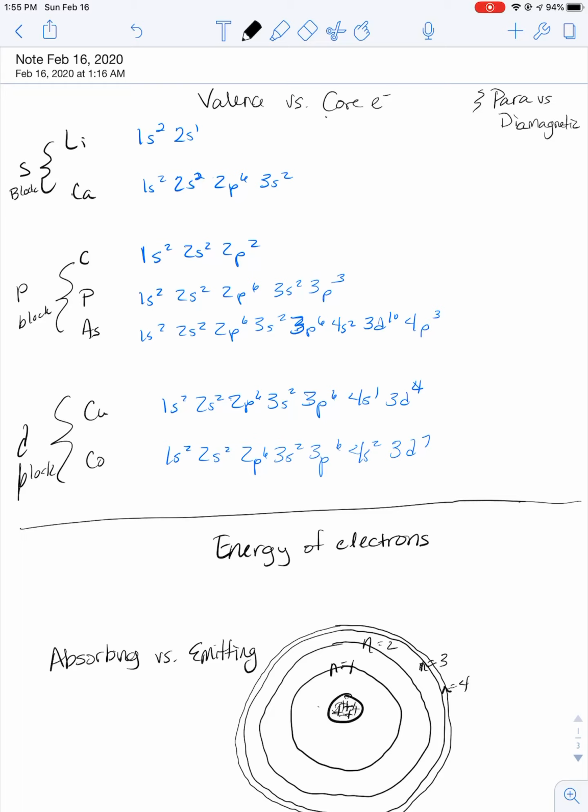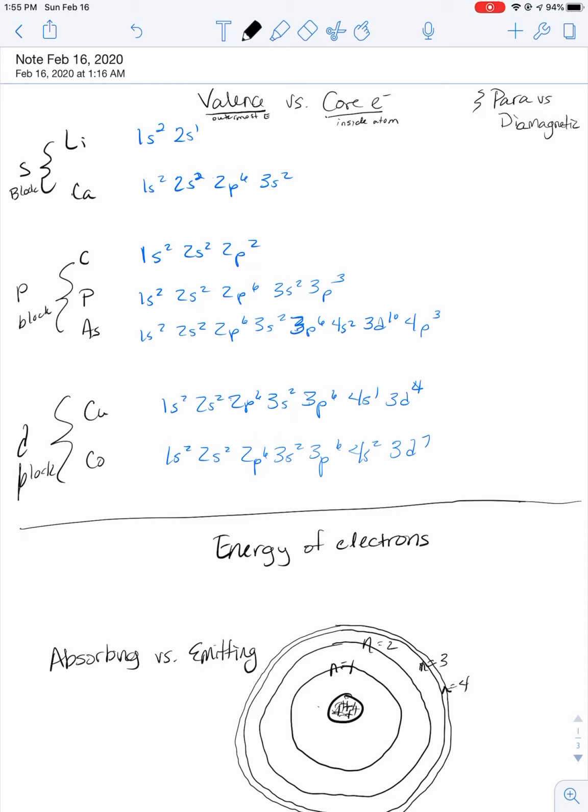In chemistry, we are usually most interested in the valence electrons because they're the ones that do all the chemistry. They're the ones that are in the outermost energy levels. And the core ones are the ones that are inside, closer to the nucleus. And I don't mean that they're inside the nucleus. I'm just saying they're more inside, whereas the valence are the outside.